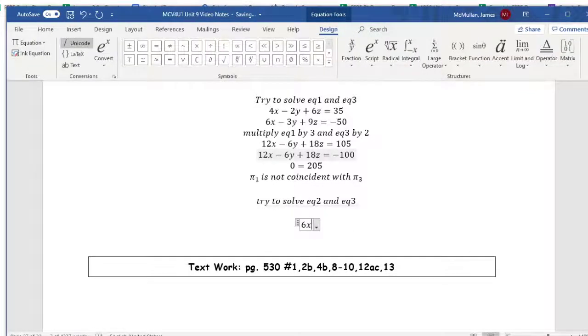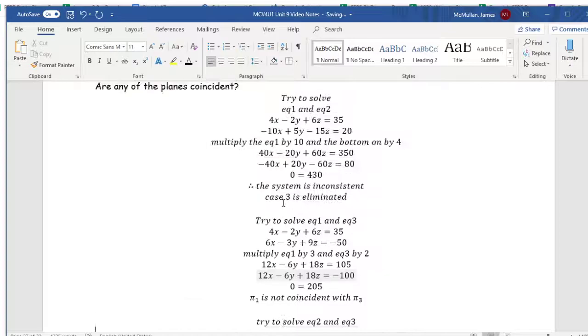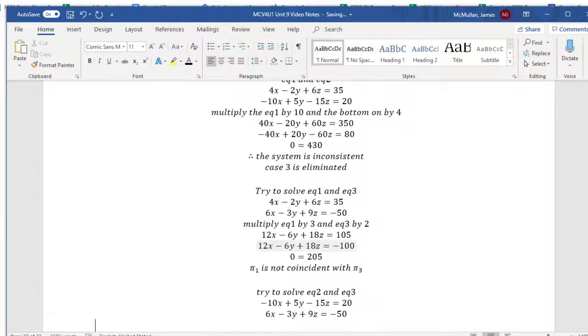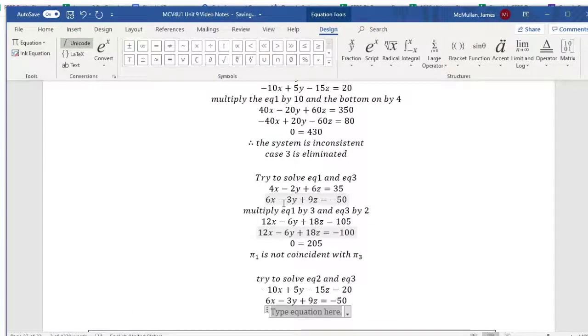Okay, so EQ3 was 6x. We'll do it in order. 3y plus 9z, negative 50. That was EQ3. EQ2 was negative 10x plus 5y minus 15z equals 20. Again, rather than multiply this time, let's divide EQ2 by 5 and EQ3 by 3.